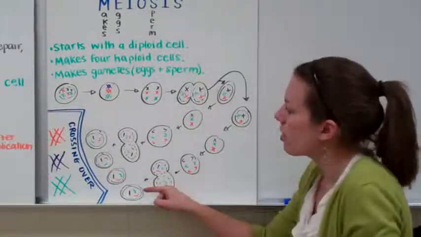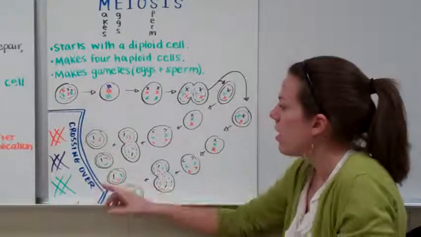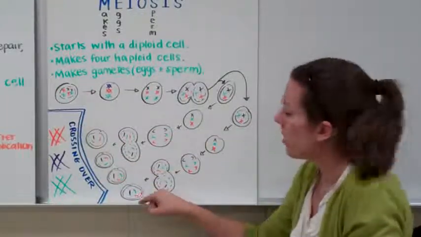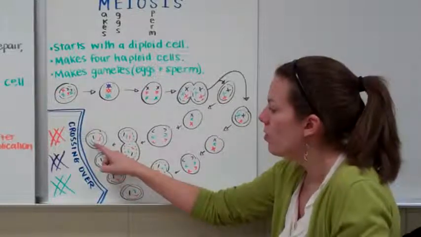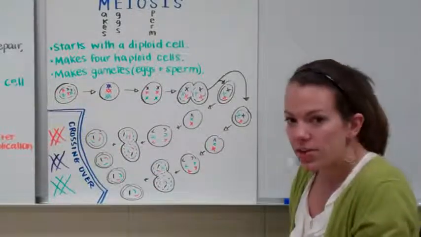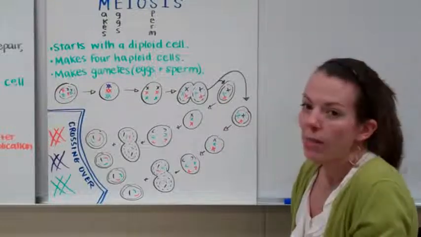So you see, we started with 1 cell and ended up with 4 cells in meiosis. And let's see if these cells are haploid or diploid. We have 1 purple, 1 green, and 1 orange in each cell. Therefore, we are making haploid cells.